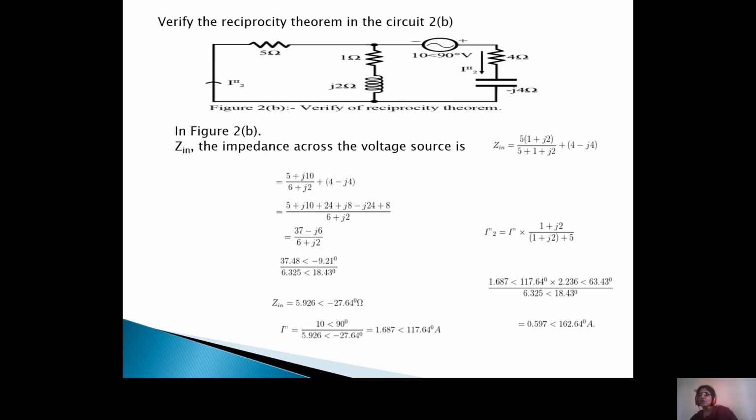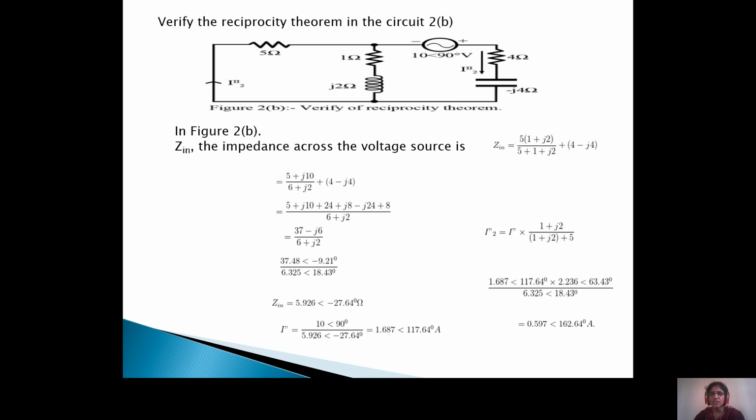So first, the current will be flowing here, and here the current will be dividing. So 5 and 1 plus j2 will be in parallel. 5 into 1 plus j2 by 5 plus 1 plus j2, product of the impedances by sum of the impedances, plus 4 minus j4. So we get 5 plus j10 by 6 plus j2, plus 4 minus j4. So 6 plus j2, then 5 plus j4 plus 24 plus j8 minus j24 plus 8. So we get the value 37 minus j6 by 6 plus j2.